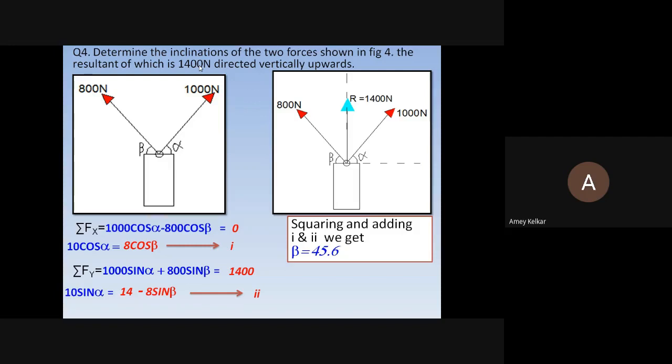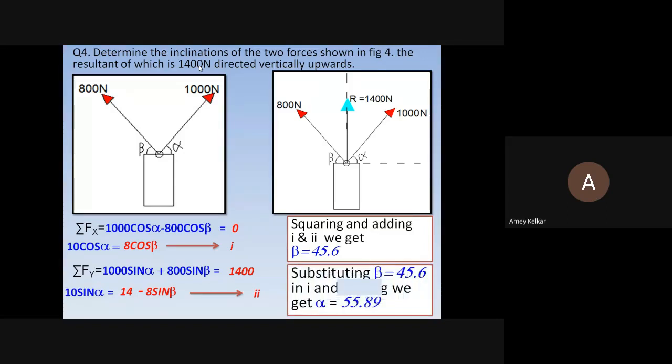8 square cos square beta will be easily done. But when you are squaring the second term, it is a minus b the whole square. So that equation becomes 14 square minus 8 square sine square beta plus 2 into 14 into 8 into sine beta. Then take the common things, and you'll get the value of beta easily. Now, squaring and adding is difficult to teach at this age. You should not expect this to be taught by me now.